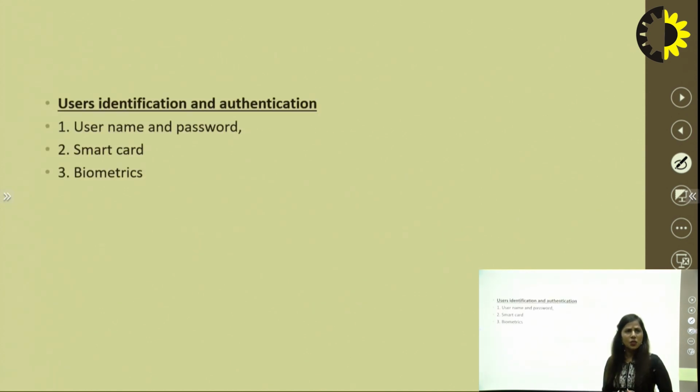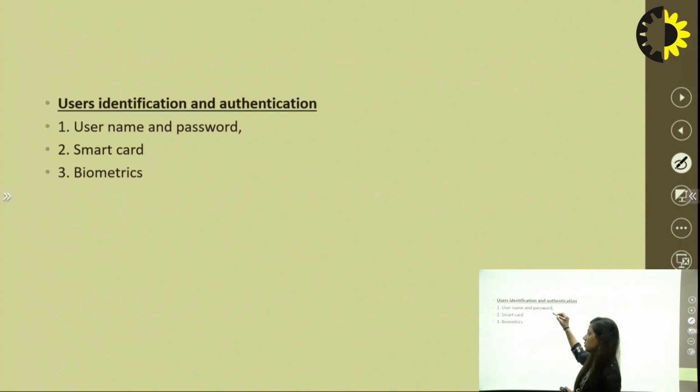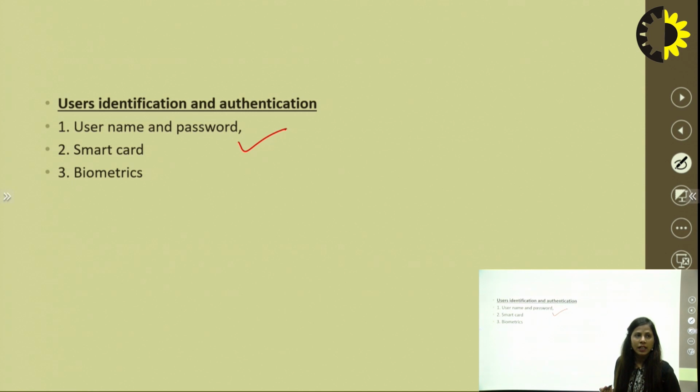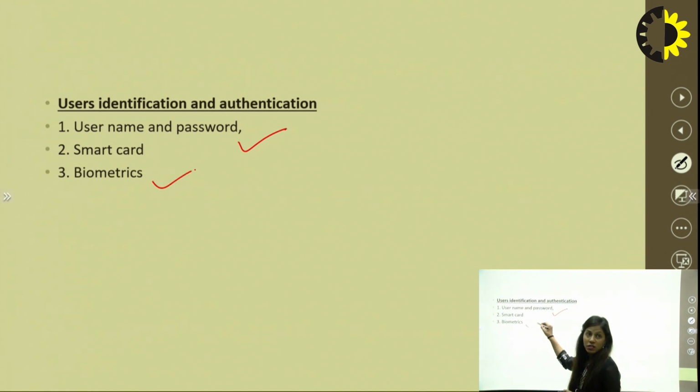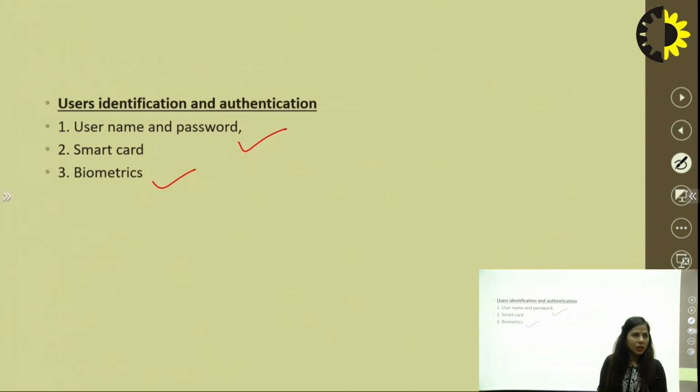These are the different user identification and authentication. By this only we can identify that particular user and we can authenticate the particular information. We can authenticate the particular person or identify the person by using the username and the password. We can also authenticate from the biometrics. So identification and authentication can be done by using the username and the password and the biometrics also.